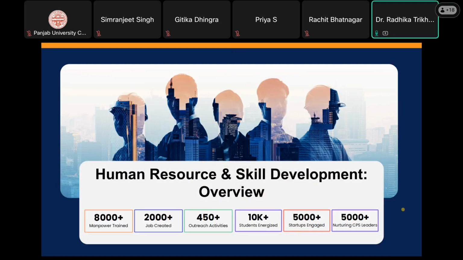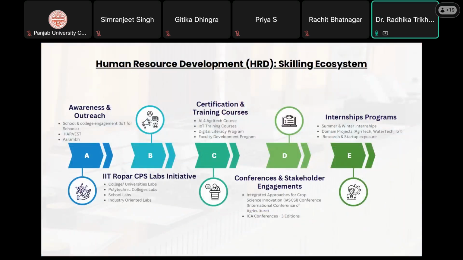We are doing a number of skilling programs for that. These are a few of the initiatives under our skilling programs. We are making labs, we are doing a number of training programs, and we are offering internships. Interns who join us, we pay them around 8,000 to 12,000 as an internship fee, and then they are being hired in various projects.